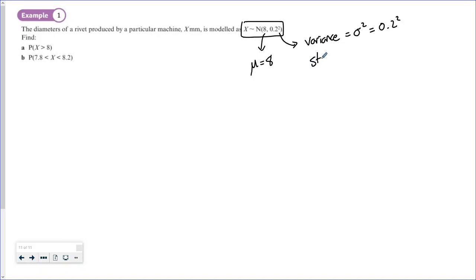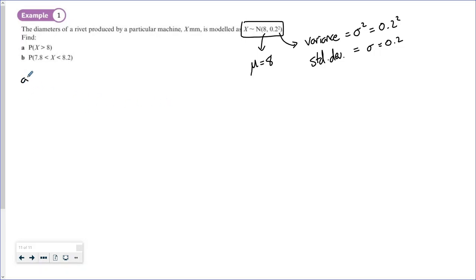Well, we could also write down what the standard deviation is. So the standard deviation is the square root of this number here, the square root of the variance, which is 0.2. And you'll notice that they've written this as the standard deviation squared, and that's quite common when you write the normal distribution, just because it makes it clear what the standard deviation is.